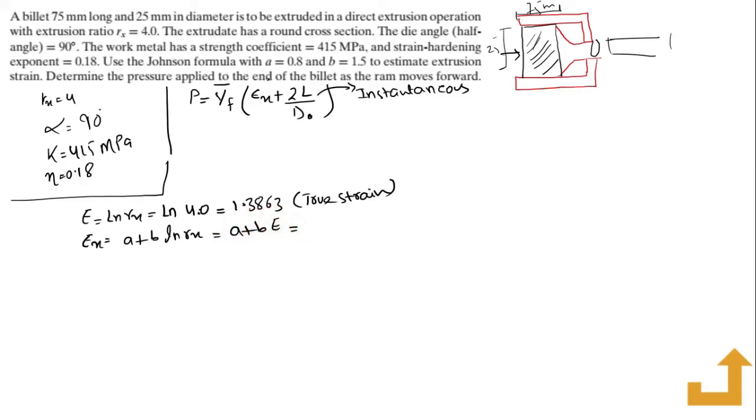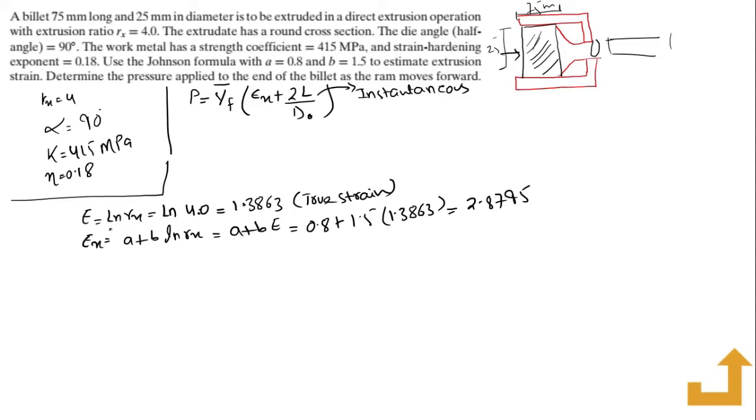So that would be equals to A is 0.8 plus B is 1.5 into 1.3863. So the extrusion strain would be equals to 2.8795.